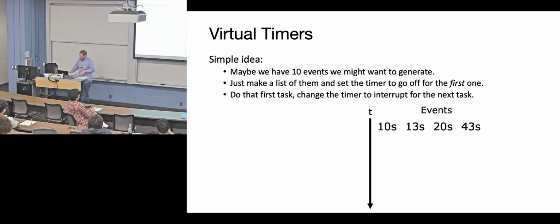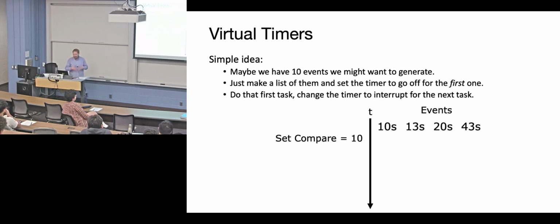So you could say, here are some events I have. In 10 seconds I want a timer to go off, and then 13 seconds, 20 seconds, and 43 seconds. The easiest way to get to the 10 seconds is I set a timer. I do all my configurations, my PSC or my prescaler. Let's say we choose one prescaler for the whole thing, and we set our auto reload register to go off after 10 seconds. We'll make it easy on ourselves, and then we'll have some interrupt that goes off.